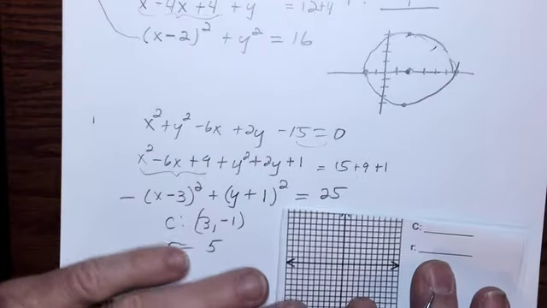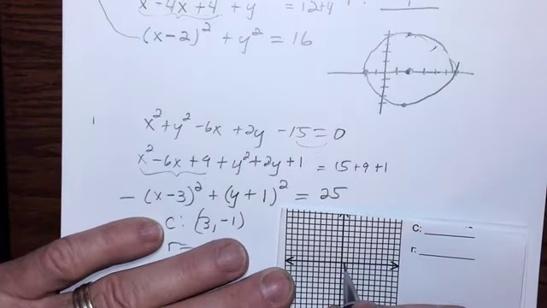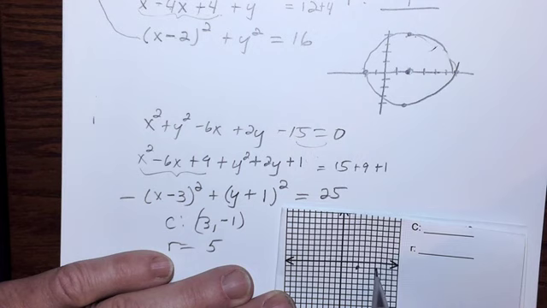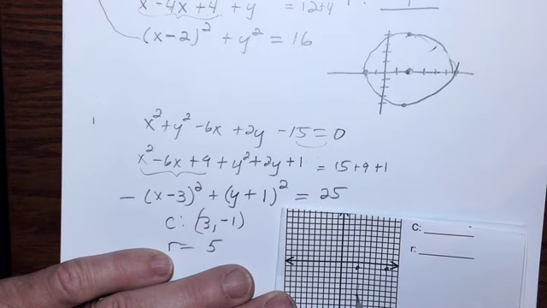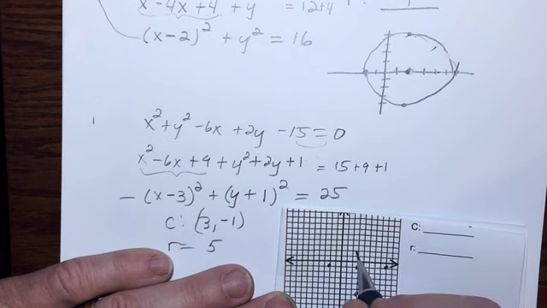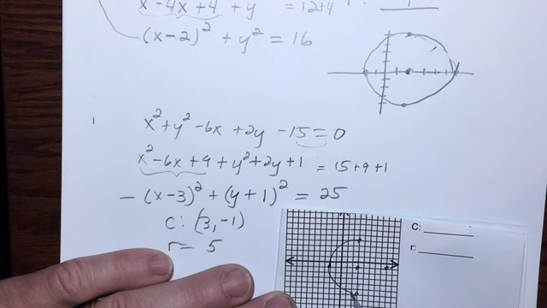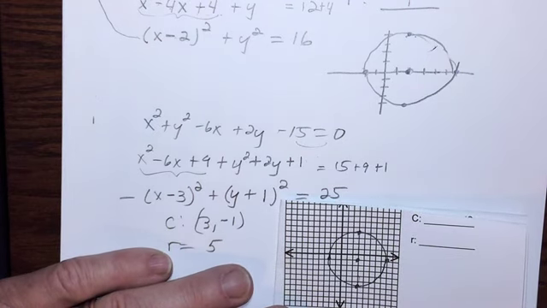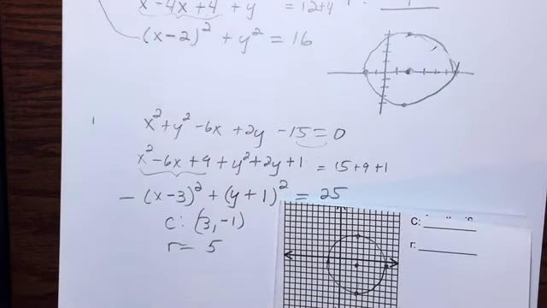So we would have (3, −1). Radius is 5. 1, 2, 3, 4, 5. 1, 2, 3, 4, 5. 1, 2, 3, 4, 5. And 1, 2, 3, 4, 5. Sketch in our circle. And there would be our circle. And that's a pretty darn good circle, much better than this one right up here. But that's what your assignment is today on.